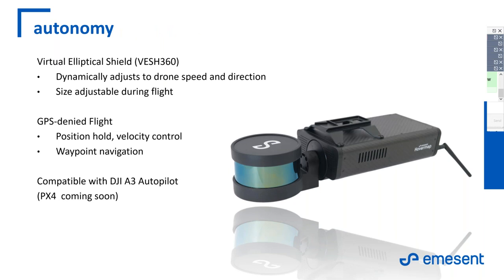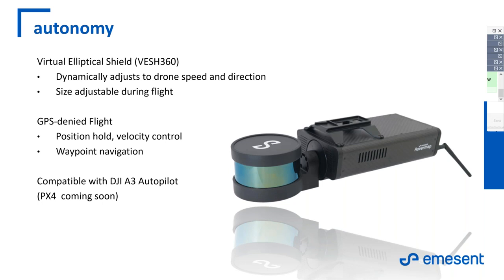For autonomy, as mentioned, it provides collision avoidance. What we call our VESH, virtual elliptical shield, is like a virtual bubble that is created around the Hovermap and drone, and that can be dynamically adjusted based on drone speed and direction. The size of the shield can be changed during flight, depending on how close you want to get to a structure.